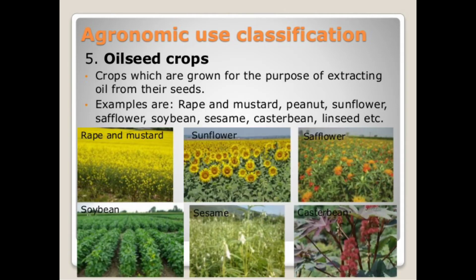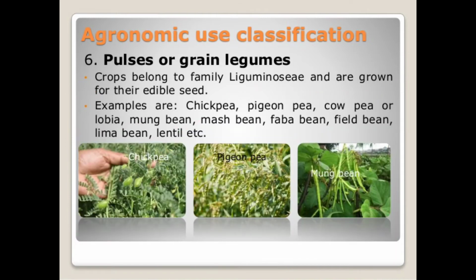Then the next one is the oilseed crop. These crops are grown for the purpose of extracting oil from their seeds. Examples are rapeseed, mustard, groundnut or peanut, sunflower, safflower, soybean, sesame and castor bean.